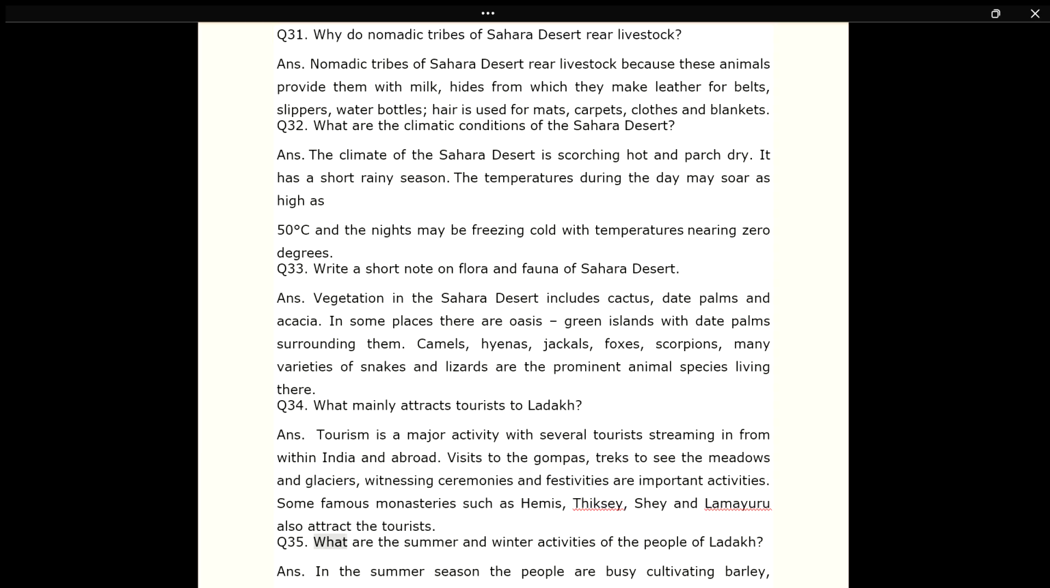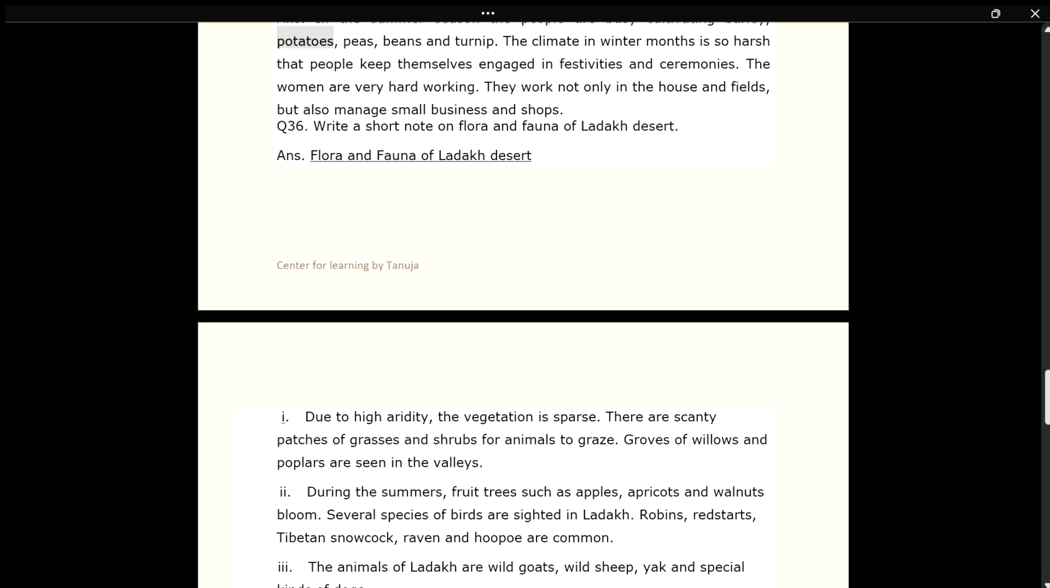Q35. What are the summer and winter activities of the people of Ladakh? Ans. In the summer season the people are busy cultivating barley, potatoes, peas, beans and turnip. The climate in winter months is so harsh that people keep themselves engaged in festivities and ceremonies. The women are very hard working. They work not only in the house and fields, but also manage small business and shops.